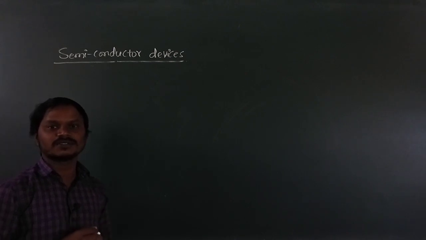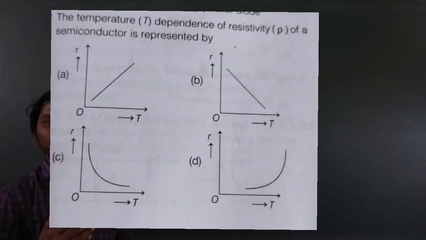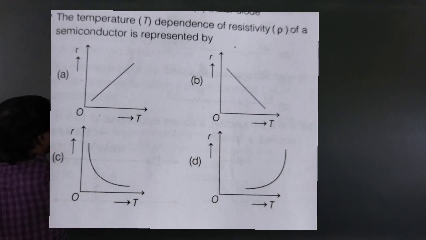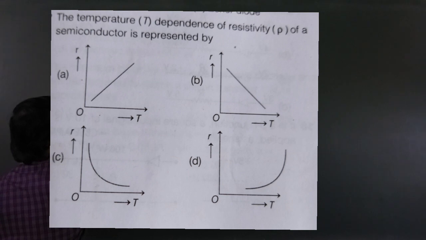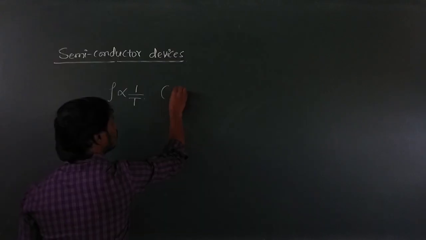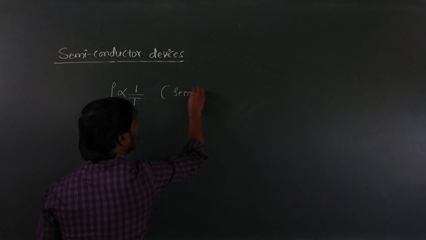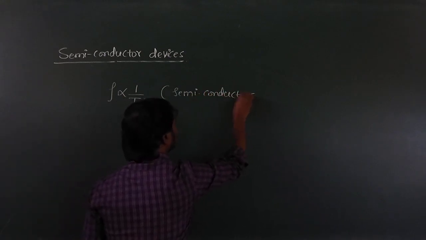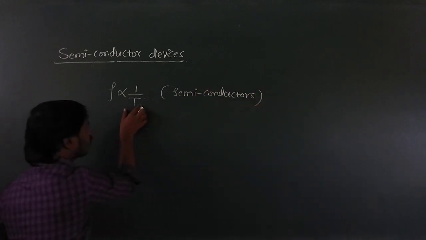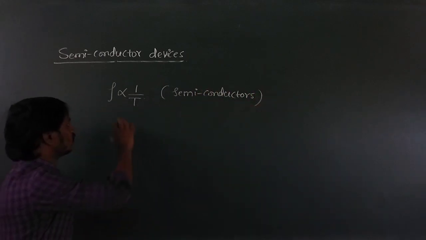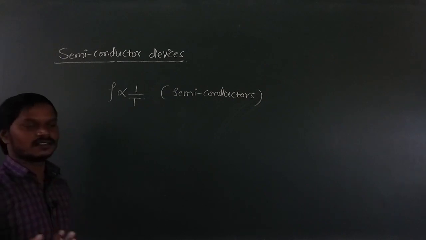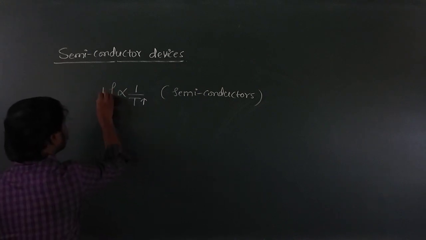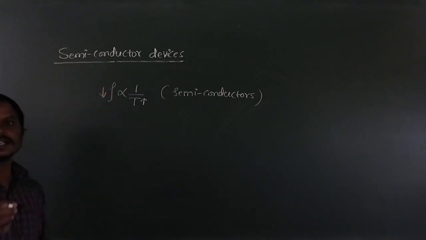Now see here, what is the first question? The first question is about the relation between the resistivity and temperature of the semiconductor. See here, the resistivity is inversely proportional to temperature in case of semiconductors. So what is its meaning? As the temperature of the semiconductor increases, the resistivity of the semiconductor decreases exponentially.